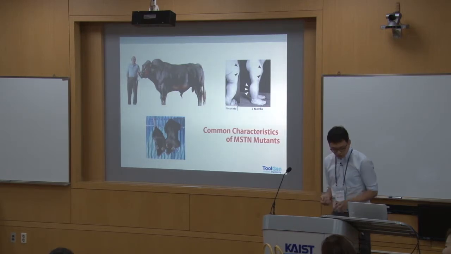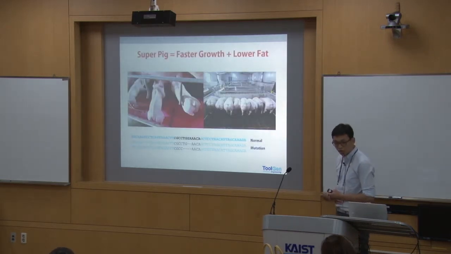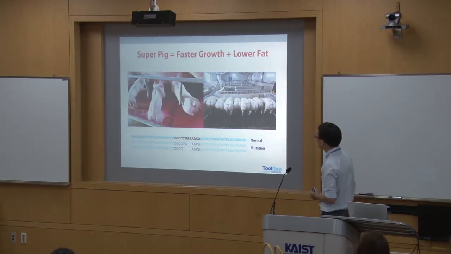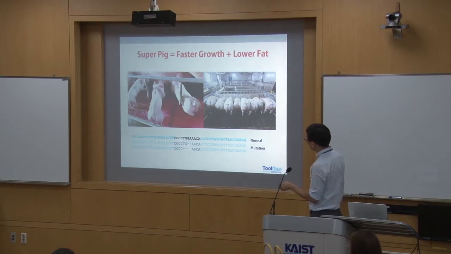So what we did is we applied this technology to pig a couple years ago. We collaborated with the professor at Yanbian University in China, and we were able to make this mutant pig. We introduced a small mutation into this locus, and even a small mutation of 2 base pair loss or 4 base pair loss will completely remove the function of this myostatin gene.